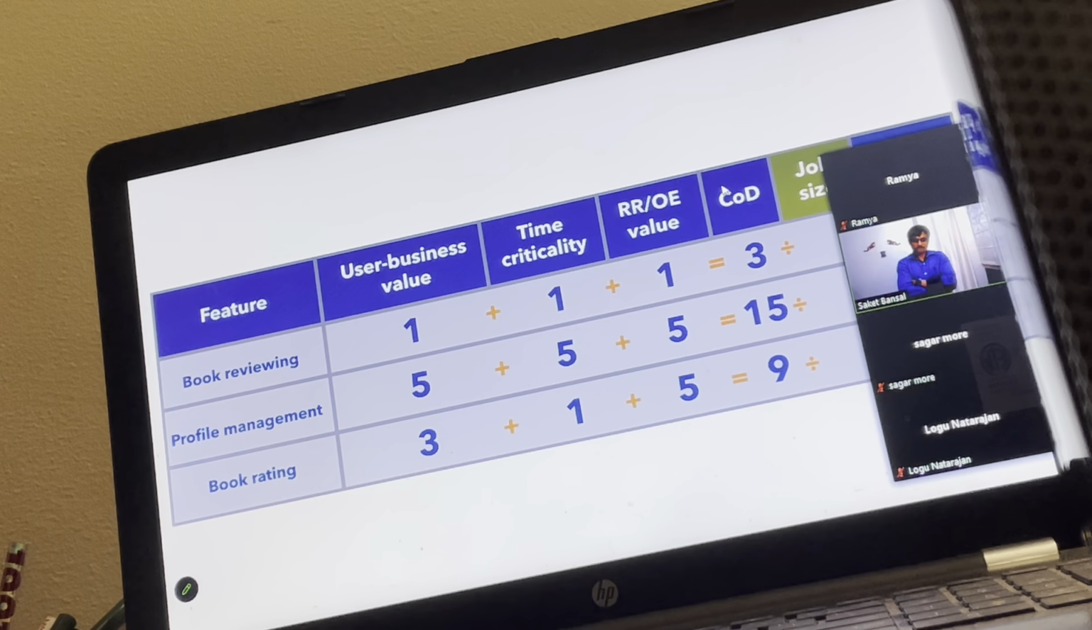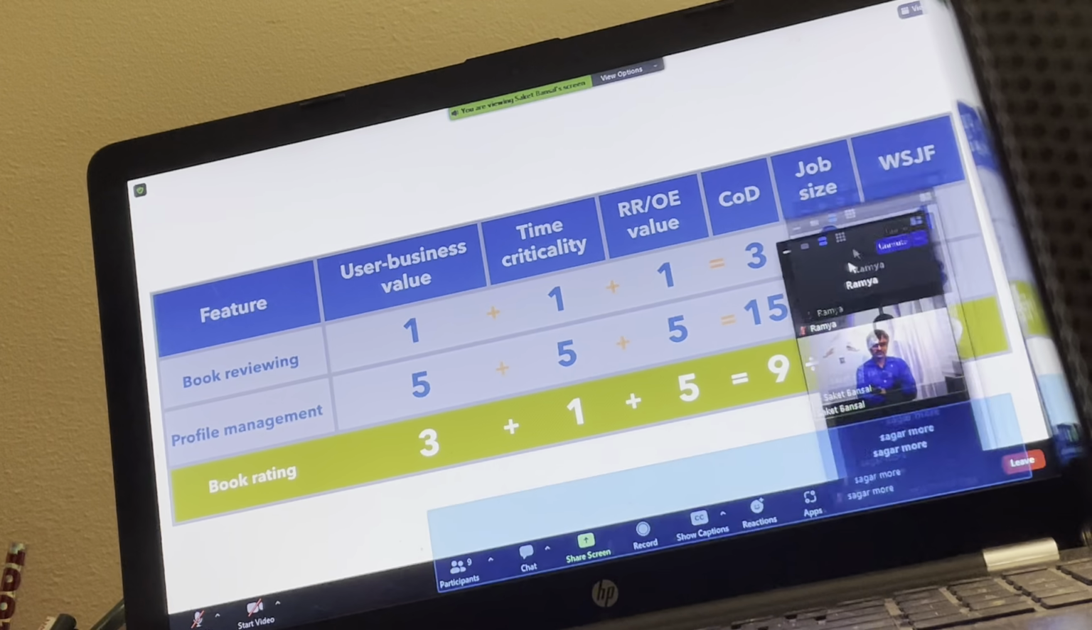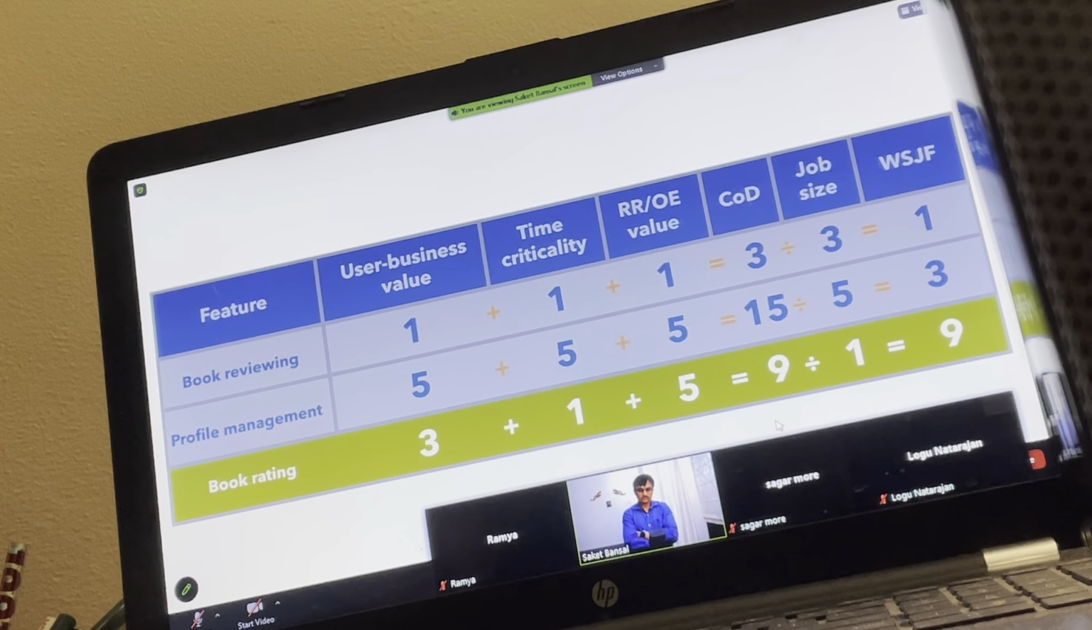Book rating requires the least effort, so that receives a 1. Book reviewing and profile management require significantly more effort, so we assign those a 3 and a 5 respectively. Finally, we divide the cost of delay by the job size to calculate the WSJF. The feature with the highest WSJF is the next most important job to do.